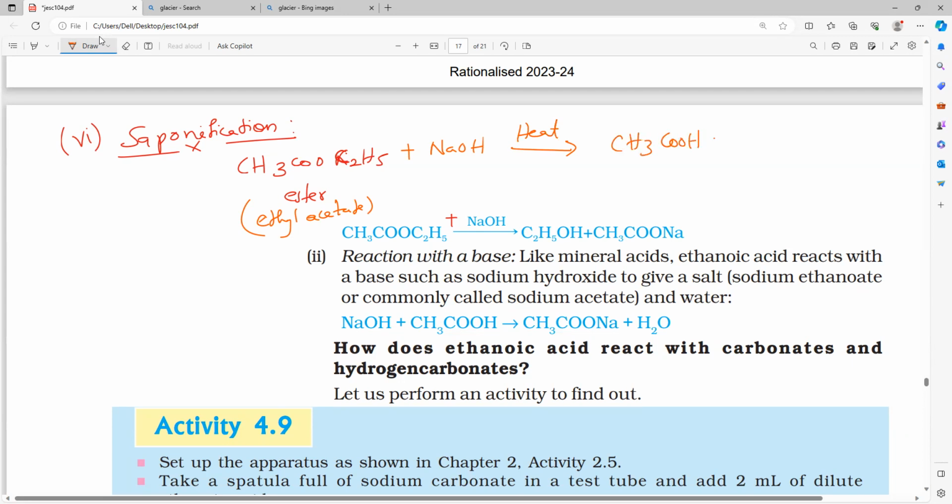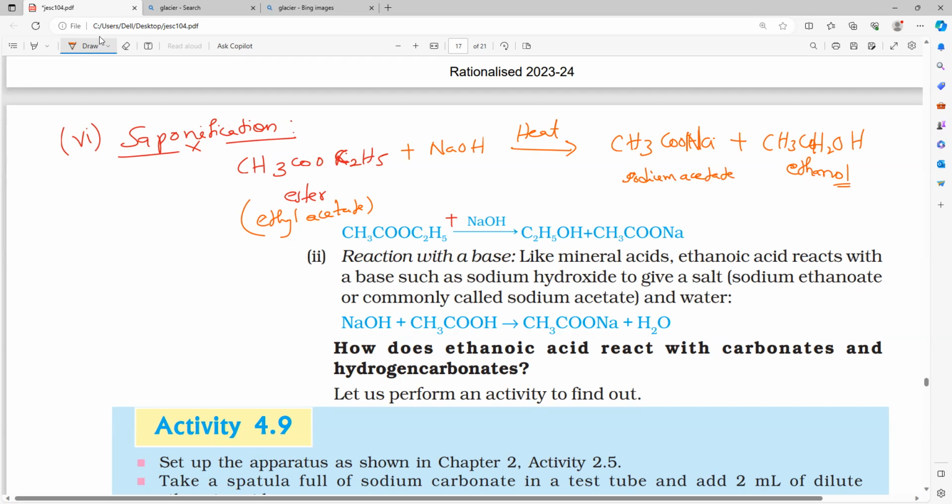CH3COONa plus CH3CH2OH. What do we call CH3CH2OH? Ethanol. Note it, everybody. So we'll get sodium acetate. Two reactions will be there. In the first reaction, we get sodium acetate plus ethanol.